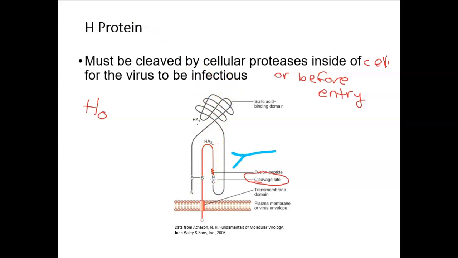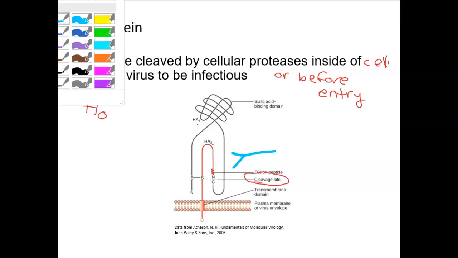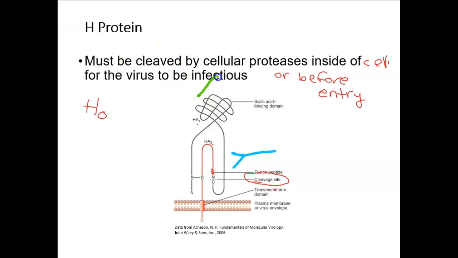Other types of antibodies might bind, say here, and then they would prevent it from attaching to sialic acid. The only neutralizing antibodies are ones that are going to bind hemagglutinin.